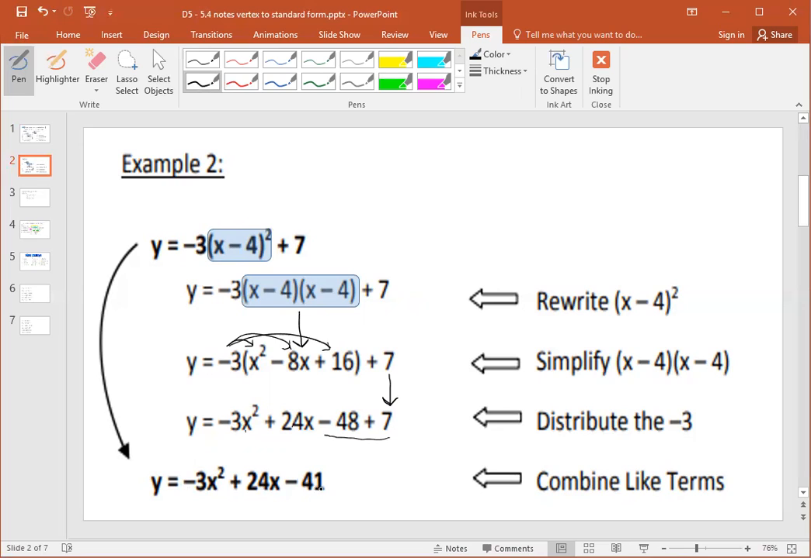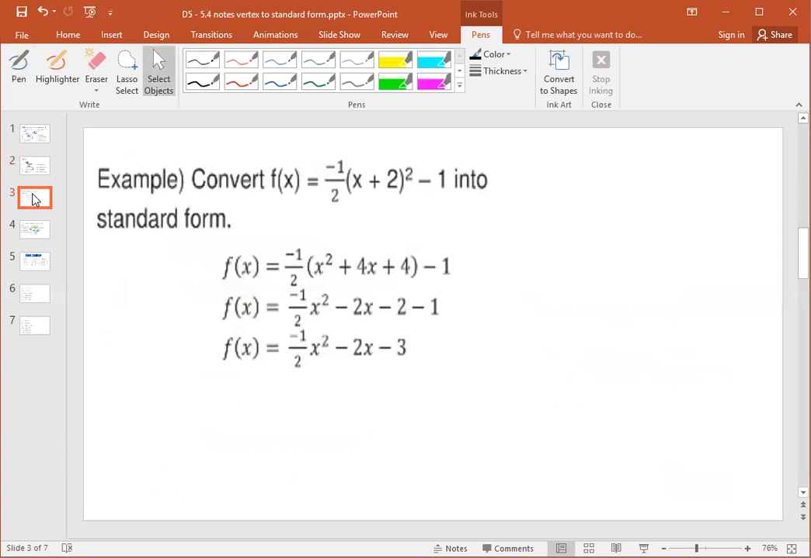So this is still doing all of the multiplication. The first thing is you multiply the binomial, then you multiply the leading coefficient, and last you combine those constants together. Okay, so those are easy. This one is a little different. This one has a -1/2 in the front. That's okay. We could still multiply by -1/2.